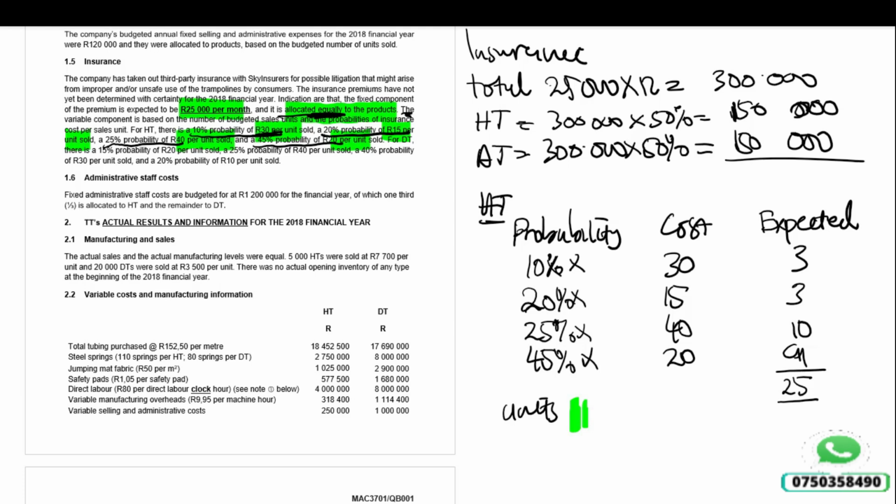How many units were sold for HT? 6,000 units. So 25 multiplied by 6,000 gives me 150,000. That's the expected cost in terms of variable insurance cost.